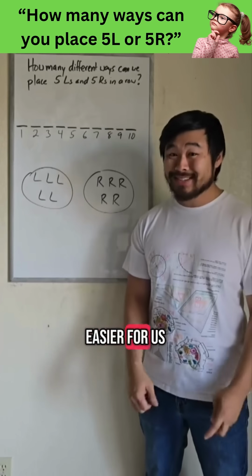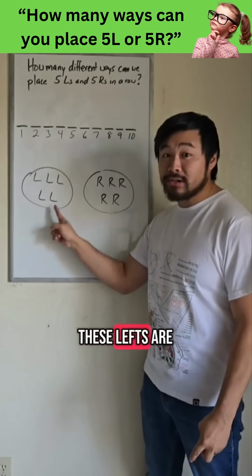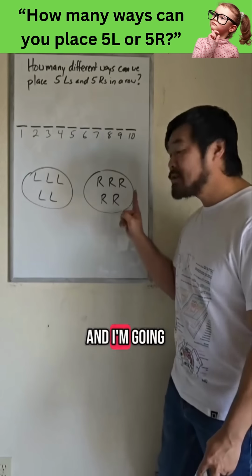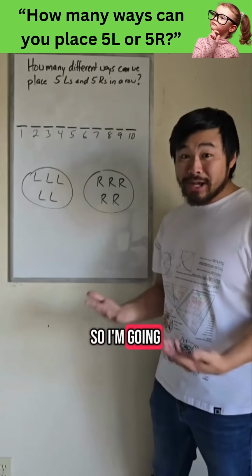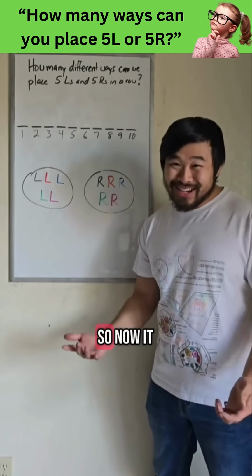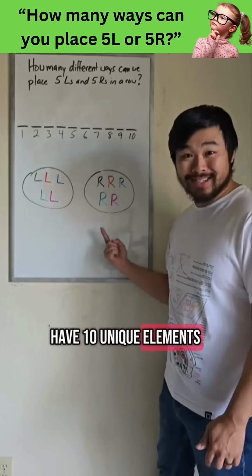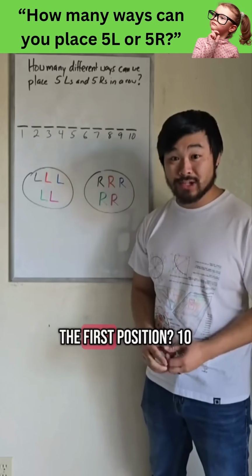To make this easier for us, I'm going to make sure that all of these lefts are distinguishable from each other, and I'm going to do the same thing with the rights. So I'm going to write them in a different color. So now it looks like we have 10 unique elements. How many options are there for the first position?